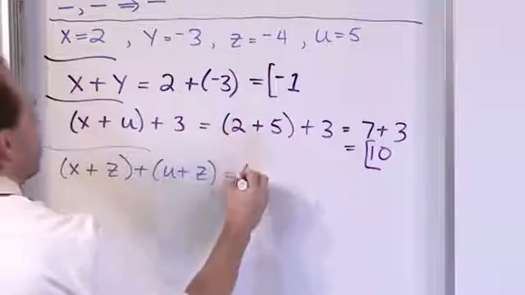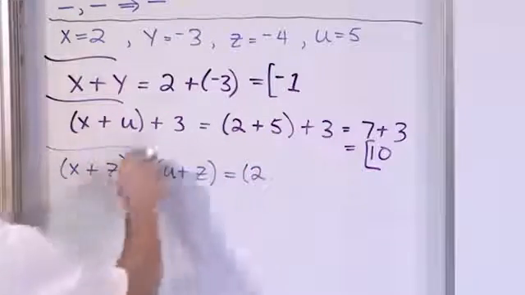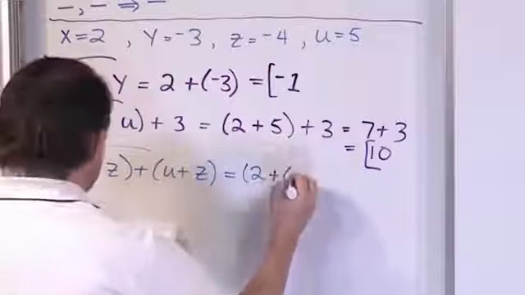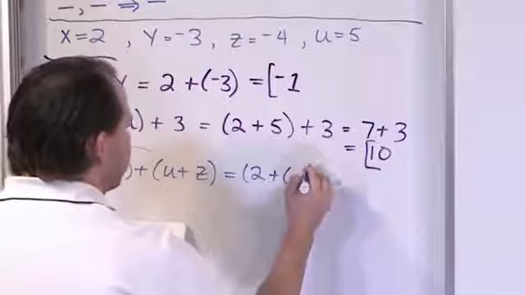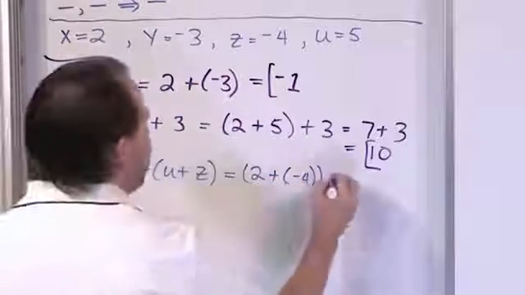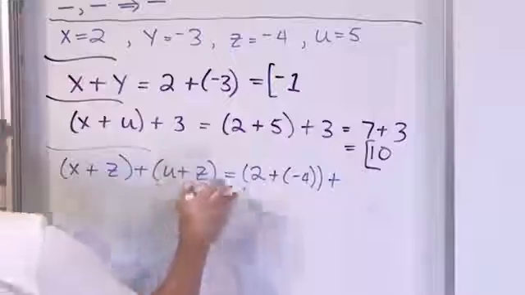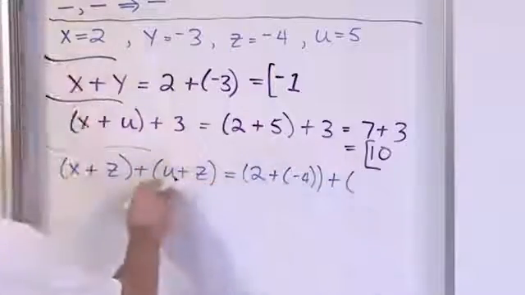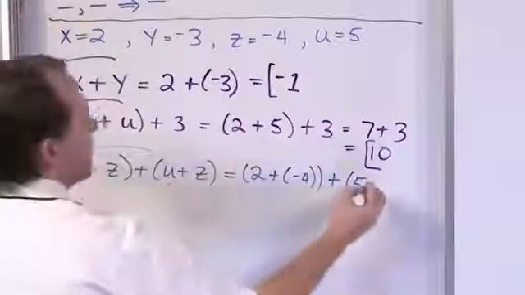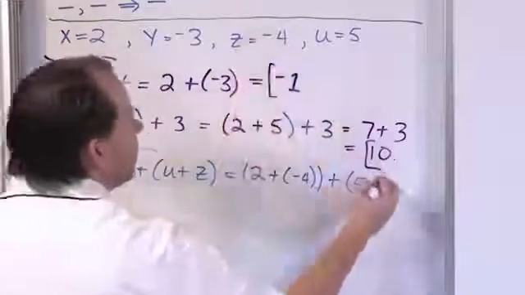Well, we just substitute in. X is 2, so we'll have a 2 here. Z is over here, negative 4. It's plus a negative 4. Let's do it as negative 4. Just keep it clean like this. So this is 2 plus a negative 4. And then we add to that whatever's in here. U plus z. U is 5 plus z is negative 4.